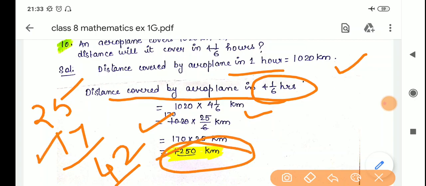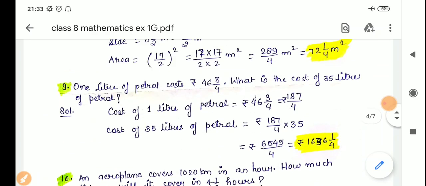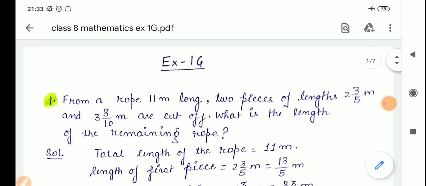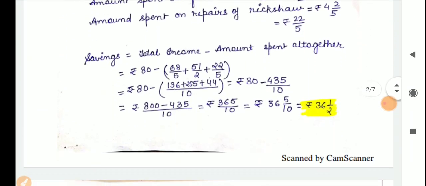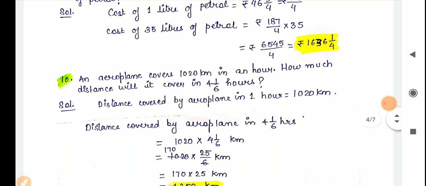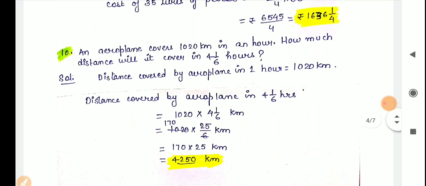4250 kilometer. Clear? So I hope till question number 10 it is clear to you. Then in the next video we will solve the next 10 questions, or as per the requirement. Okay, thank you.